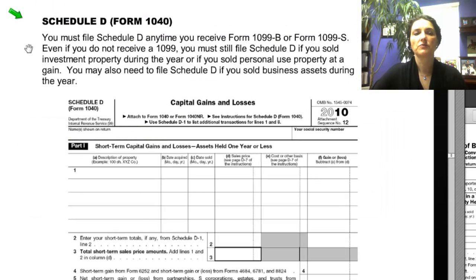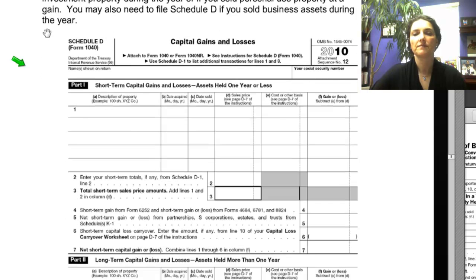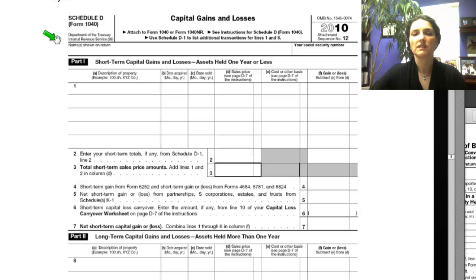And here again is Schedule D. You must file Schedule D anytime you receive Form 1099-B or Form 1099-S. Even if you do not receive a 1099, you must still file Schedule D if you sold investment property during the year or if you sold personal use property at a gain. You may also need to file Schedule D if you sold business assets during the year. And of course, here is Schedule D. I showed it to you right at the start of our session.